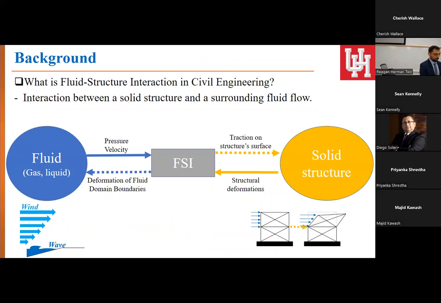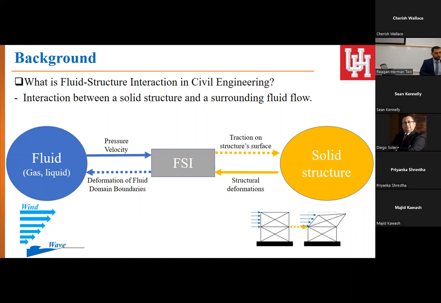First, to give some background to the topic, we have to discuss what exactly is meant by fluid structure interaction in civil engineering. Fluid structure interaction exists in its various forms in both natural and man-made systems. For example, the interaction between a tree and the wind, or the groundwater and the soil, are typical examples of fluid structure interaction that happen in nature.